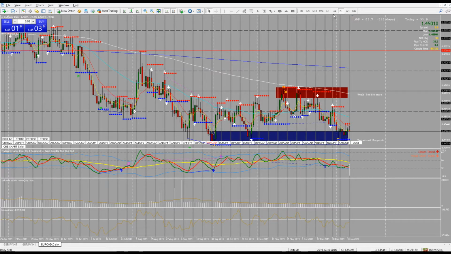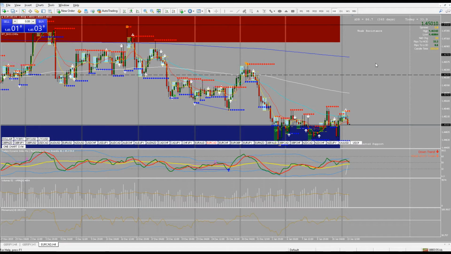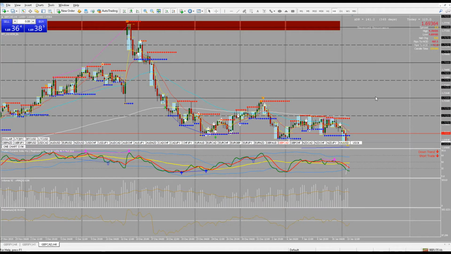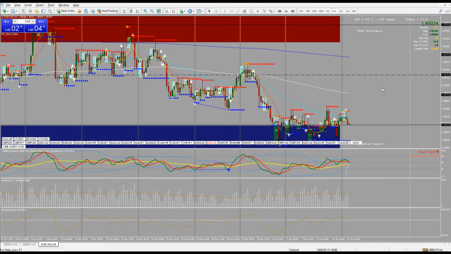I'm H4 and up. So I like to get in those good swings. I like to get in, like in the area here, and ride that bad boy down. 253 pips. Just get in and let it go. Don't worry about it.